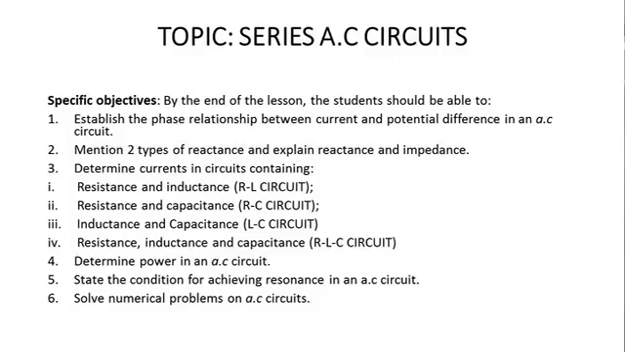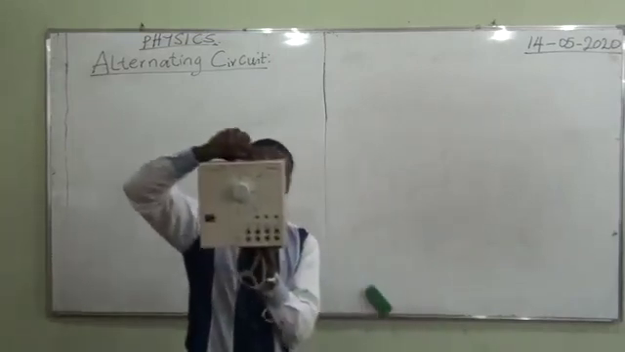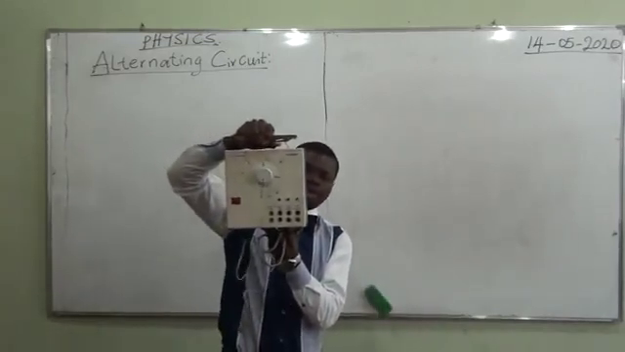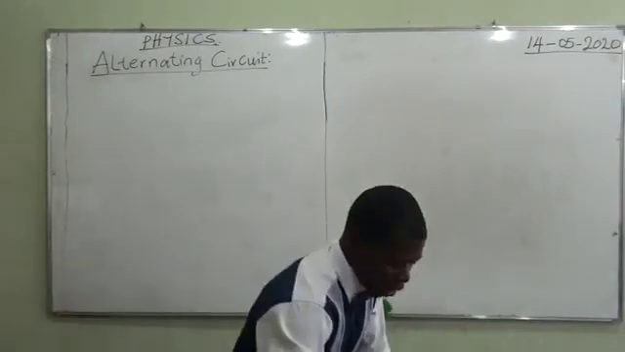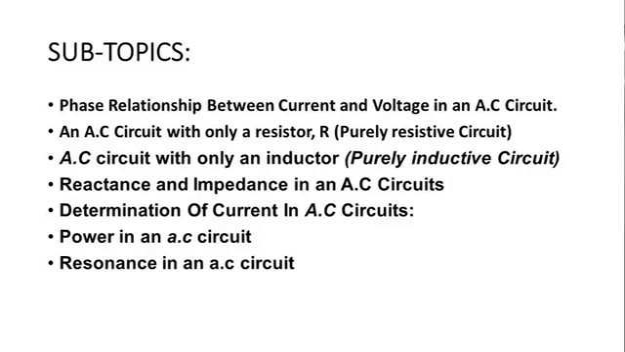I believe you're already familiar with resistors, capacitors, but what of this? This is a signal generator, which is alternating in nature. It generates alternating current and voltage as the output. So it will help us in this topic.